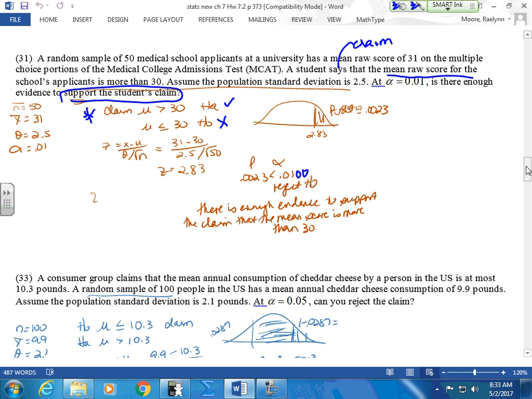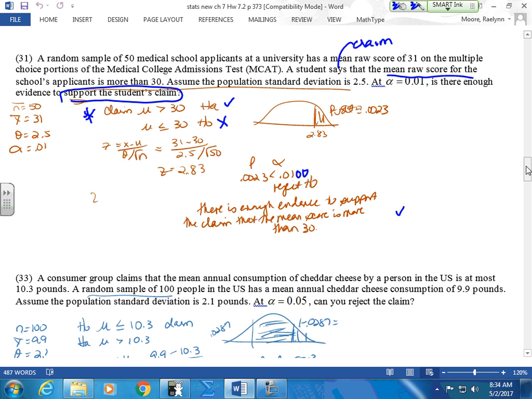If you want support, you're going to make it so that your claim is your HA. You want to show support. If you want to get rid of something, reject it, you're going to make sure that your claim says your HO. So there is enough evidence to support the student's claim that the mean score is more than 30.